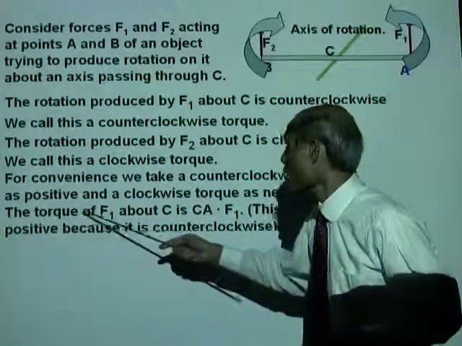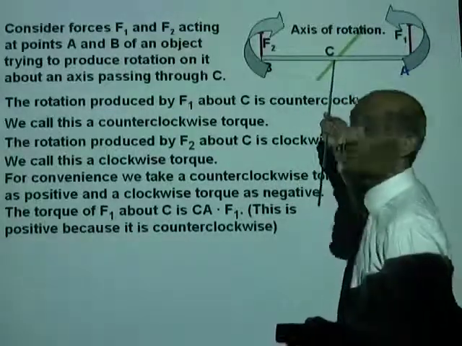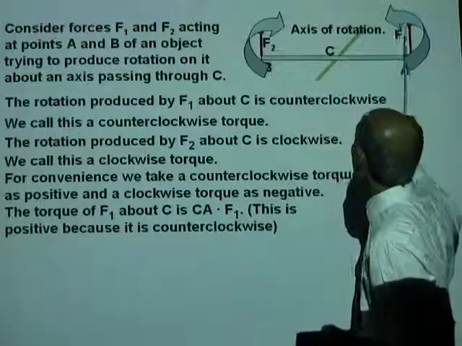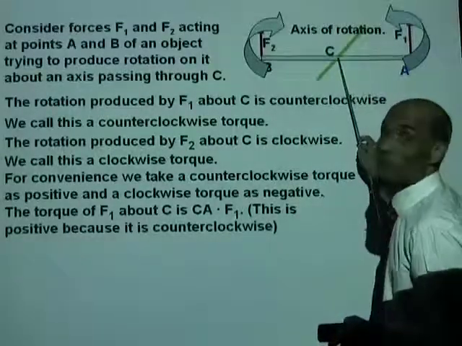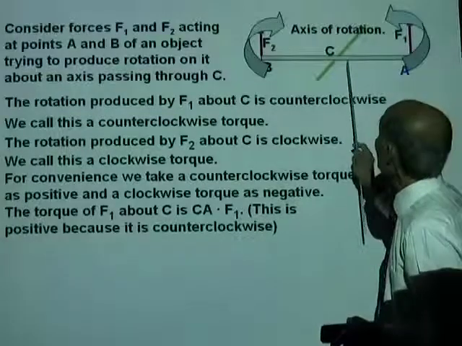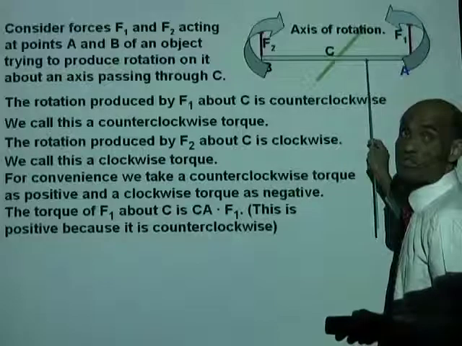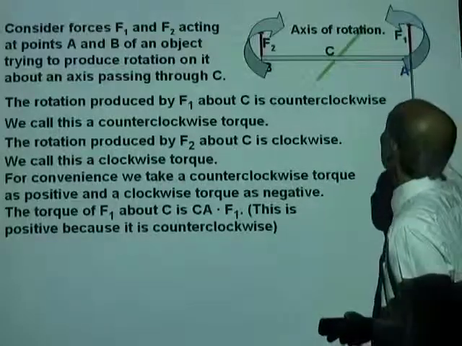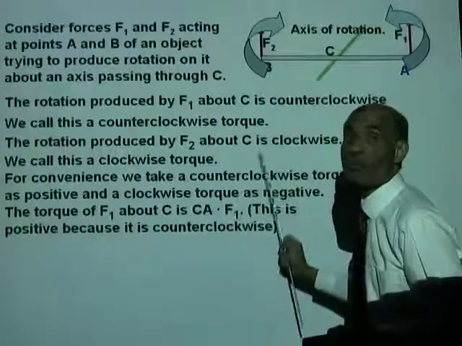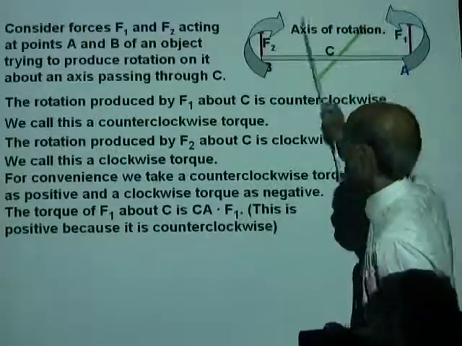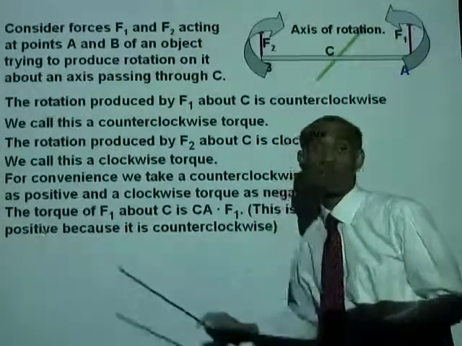Now, what is the torque of F1 about an axis that passes through C? The torque of the force F1 about an axis that passes through C will be the torque arm. Now, torque arm is CA multiplied by the force F1. CA times F1, and this is a counterclockwise torque, and therefore it is positive.